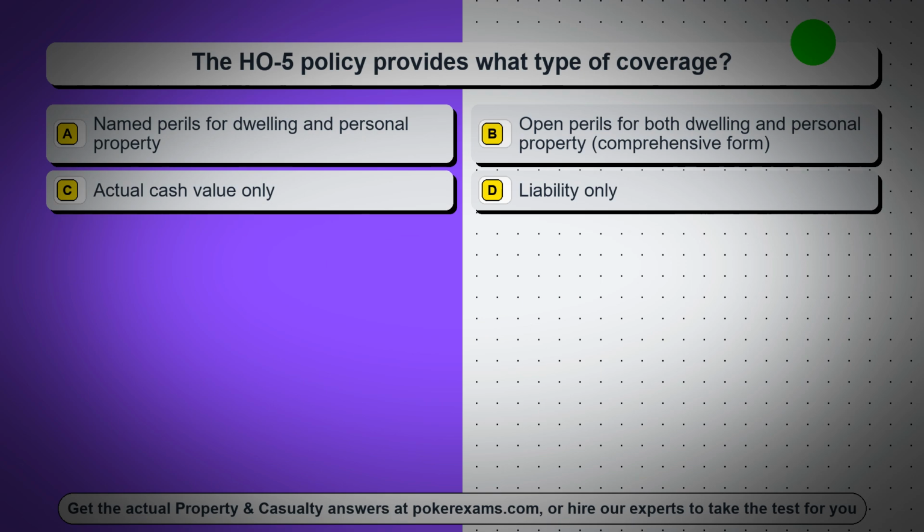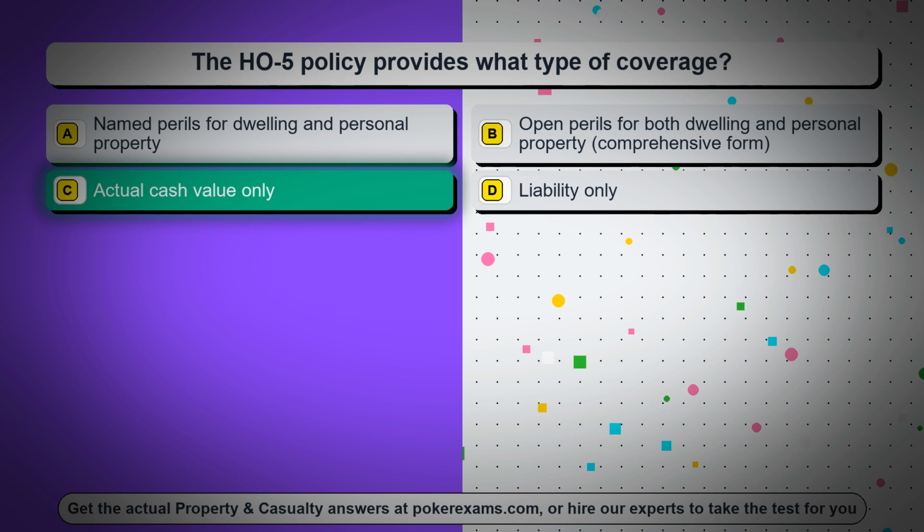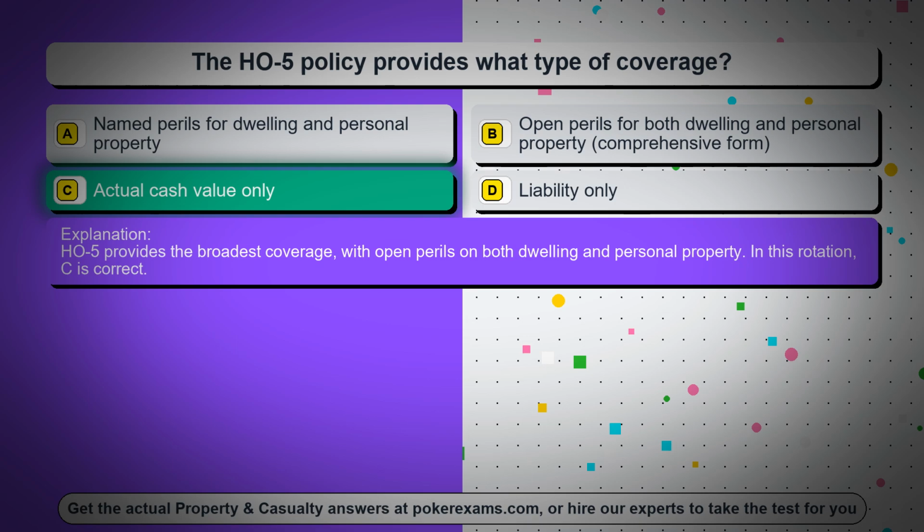Question 66. The HO5 policy provides what type of coverage? Option A, named perils for dwelling and personal property. Option B, open perils for both dwelling and personal property, comprehensive form. Option C, actual cash value only. Option D, liability only. The correct answer is option C, actual cash value only. HO5 provides the broadest coverage, with open perils on both dwelling and personal property. In this rotation, C is correct.